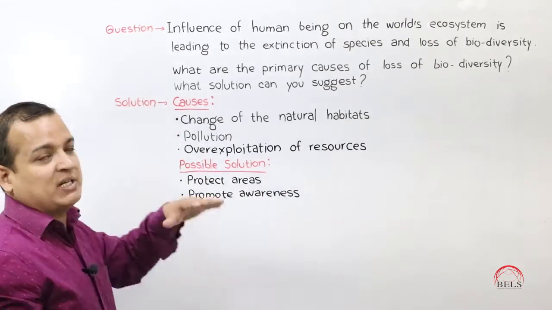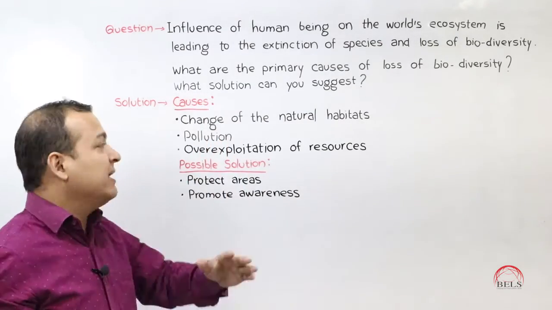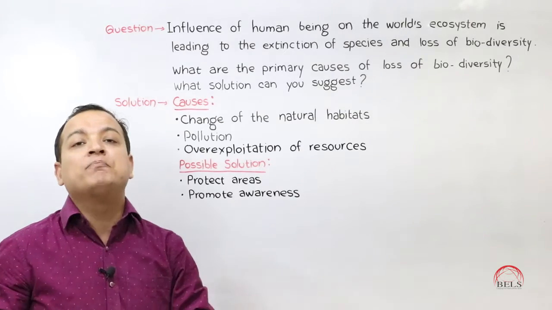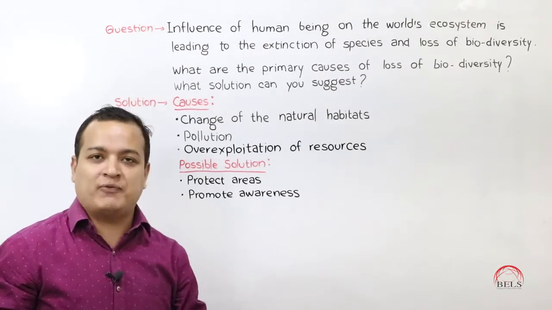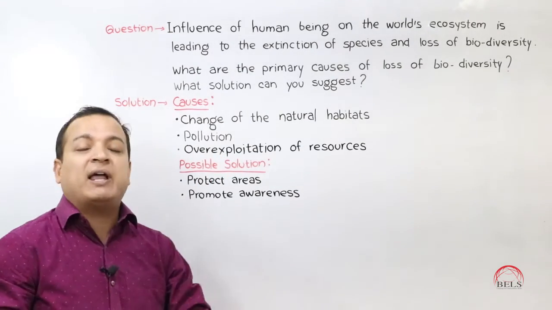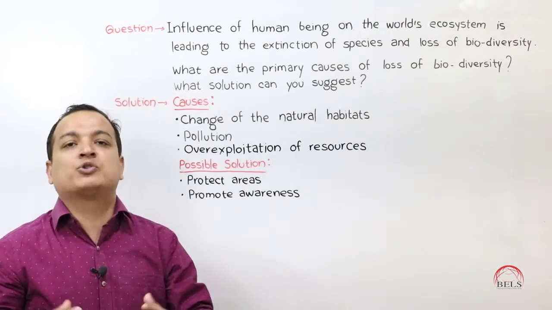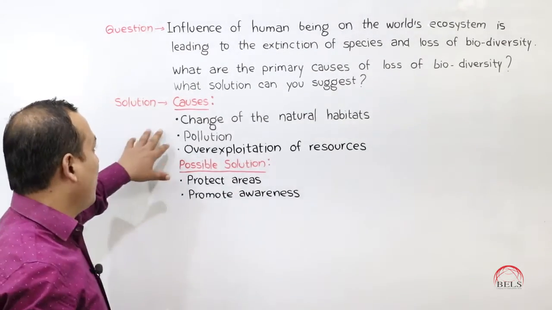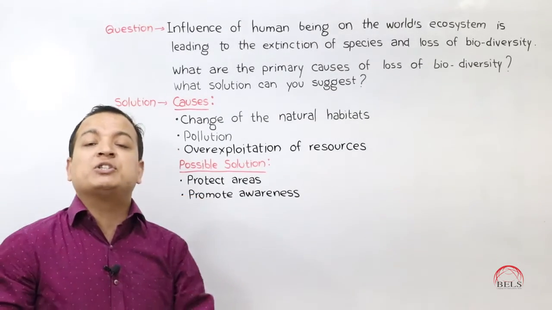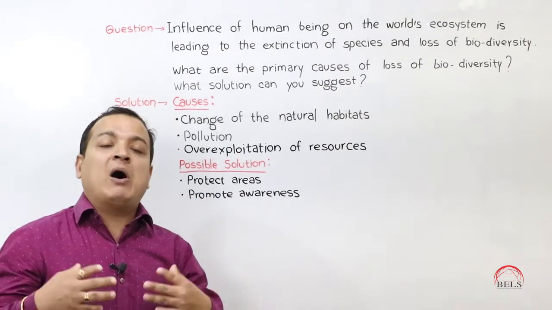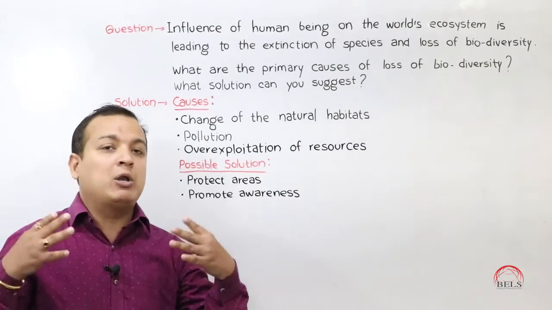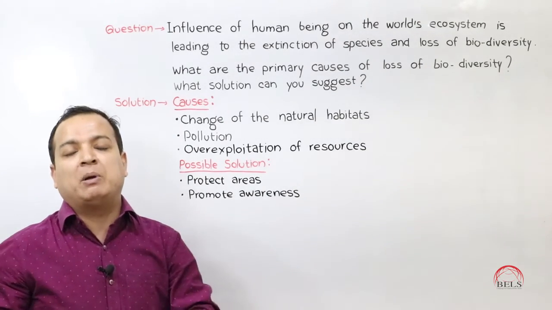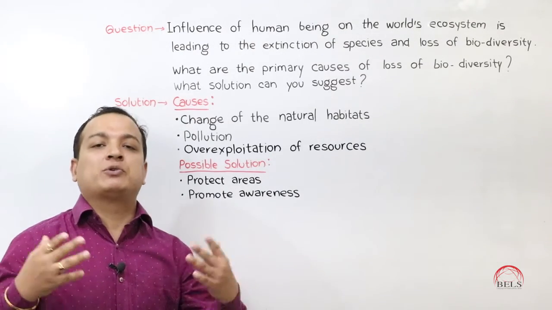Now we have written here some causes. The first cause is change of natural habitats. Definitely, because of the human exploitation of the resources, we are changing their natural habitats. All the animals have no shelter, or they are moving from one place to another. So that is a problem. This is one cause. Second cause, pollution, which is the major cause of this, why human beings are creating a lot of pollution for the animals, which is ultimately devastating the ecosystem.